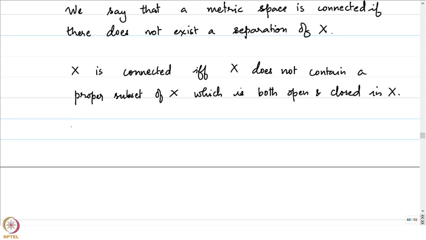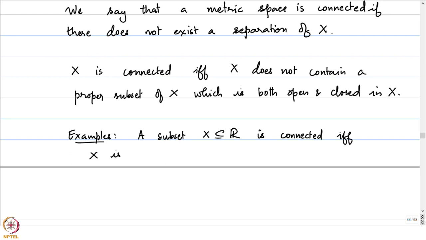Okay, so from your course on real analysis, you would have seen that the connected sets in the real line with respect to the standard metric are just intervals. So a subset X contained in R (I am again suppressing the metric, it is the standard metric) is connected if and only if X is an interval. If you have not seen a proof of this, I'll refer you to Principles of Mathematical Analysis by Rudin. The proof is there in the second chapter, you can have a look.